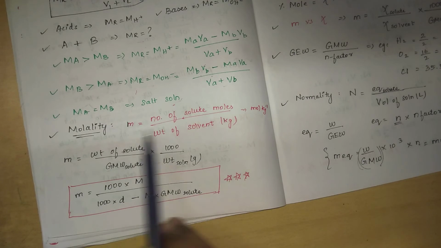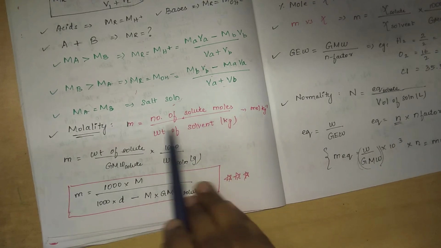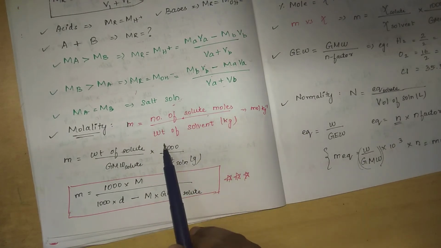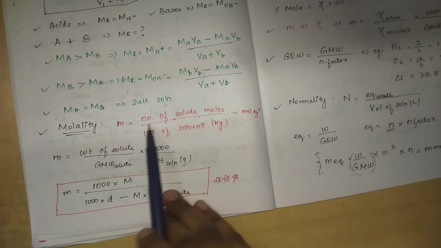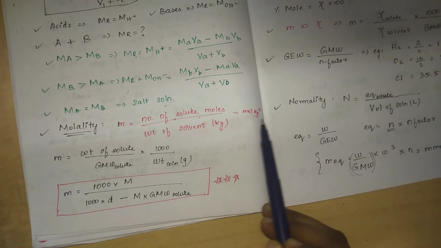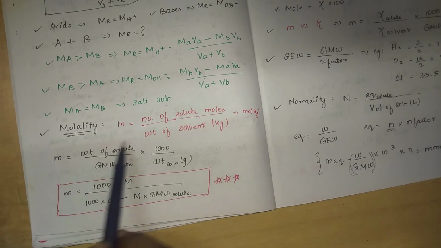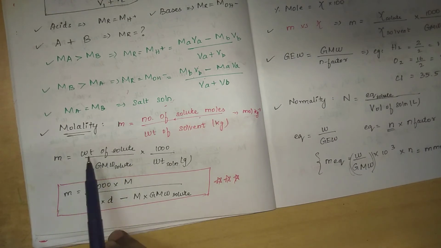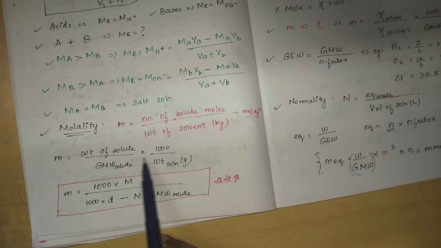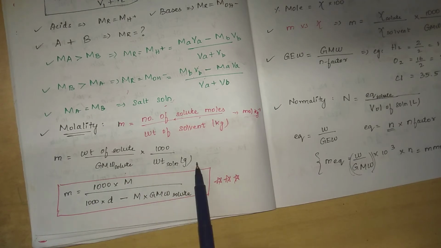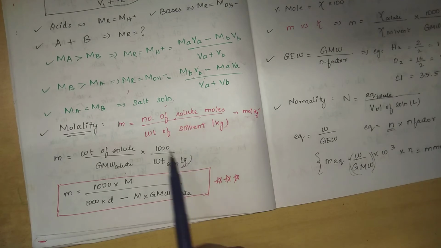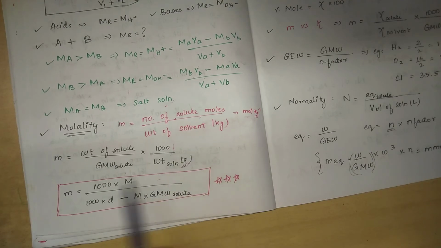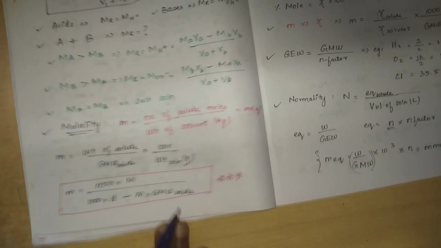Molality. Molality means number of moles of solute divided by weight of the solvent in kilograms. It has a unit like mole per kilogram. What are the other formulas for molality? It means weight of solute by gram molecular weight of solute into 1000 by weight of solution. It should be in grams because we have converted it from kg to grams. We are multiplying by 1000. This is a very important formula.